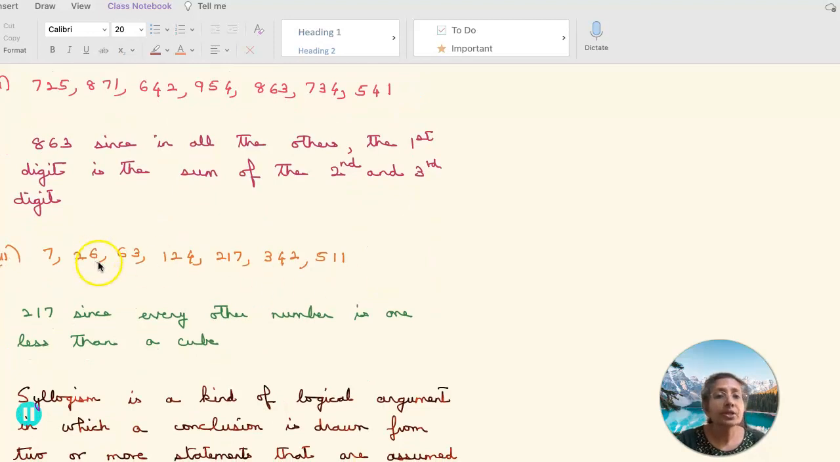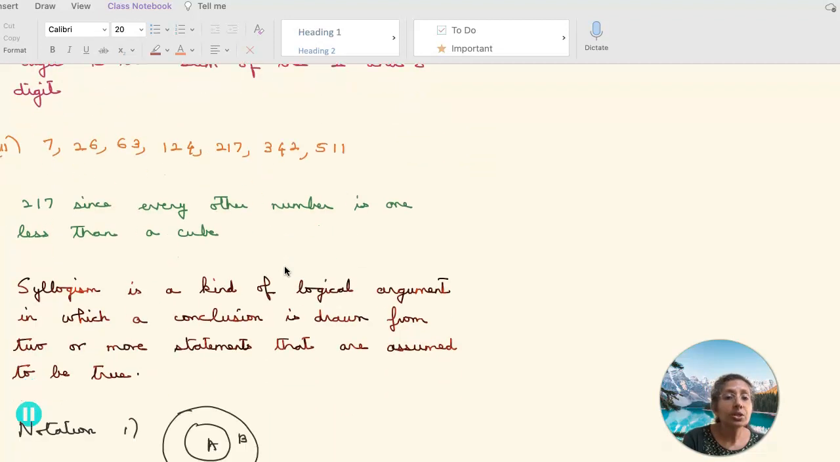Next we have 7, 26, 63, 124, 217, 342, 511. It's 217 since every other number is 1 less than a cube. You have 7 is 2 cubed minus 1, 26 is 27 minus 1, 3 cubed, 63 is 64 minus 1, 4 cubed, 342 is 7 cubed minus 1. So this is how we define the odd one out.